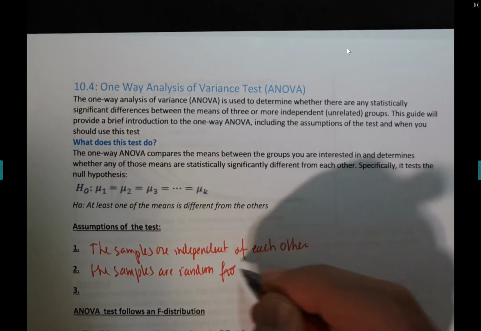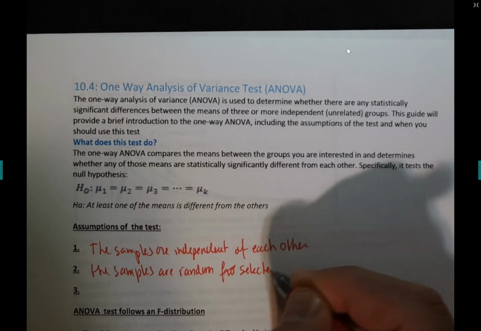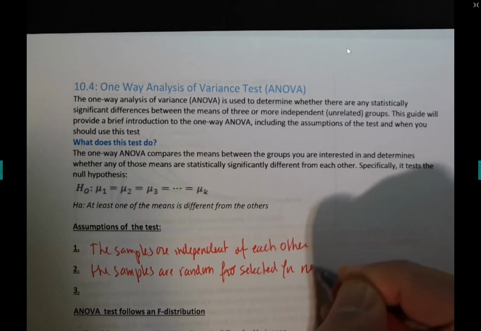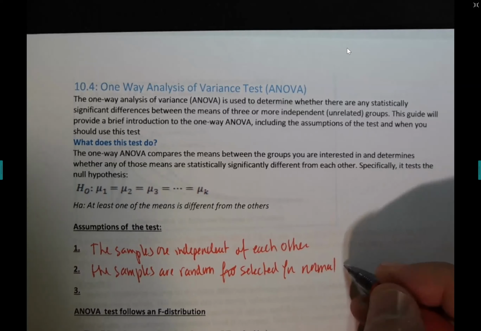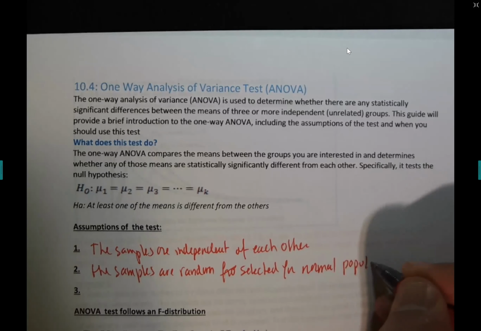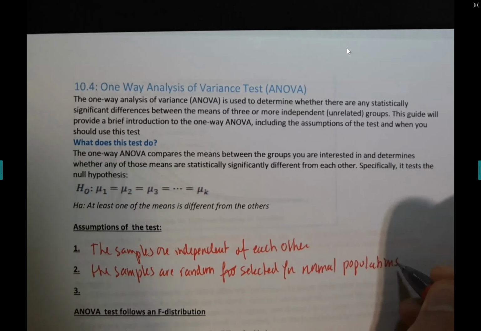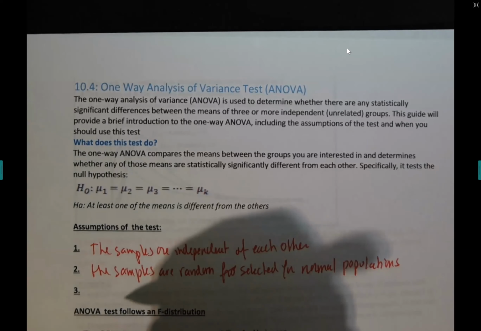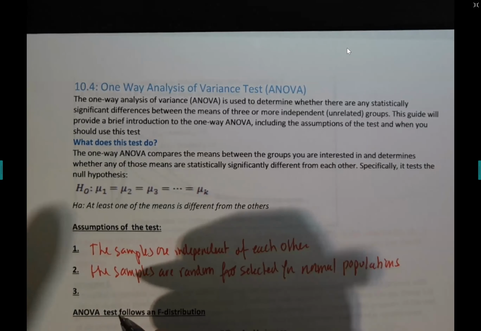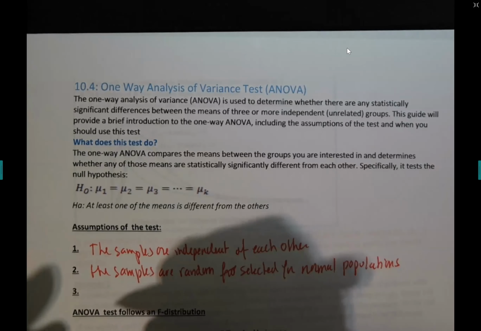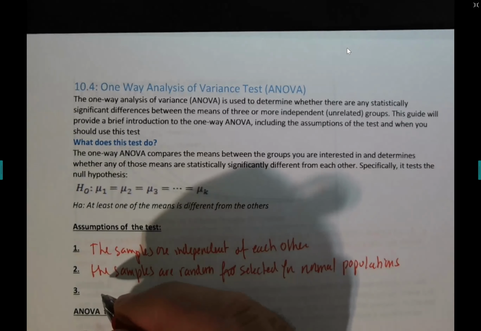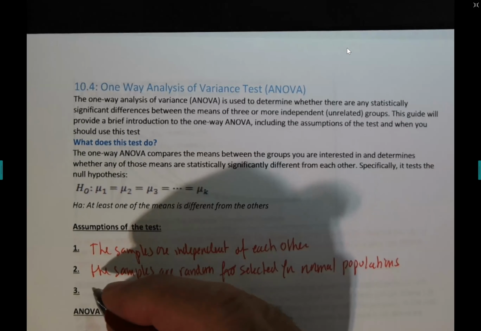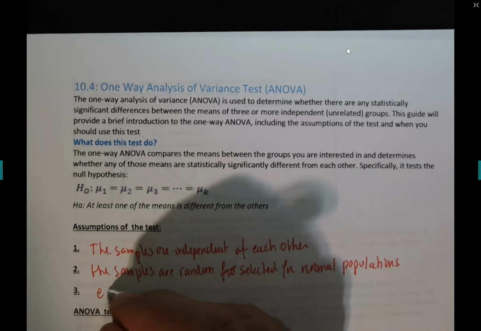And selected from normal populations. So the original population has to be bell-shaped. And assumption number 3, guys, for the test. But when I ask you to run the test, you just run it. But you need to know about just the assumption. Assumption number 3, each population has the same variance.